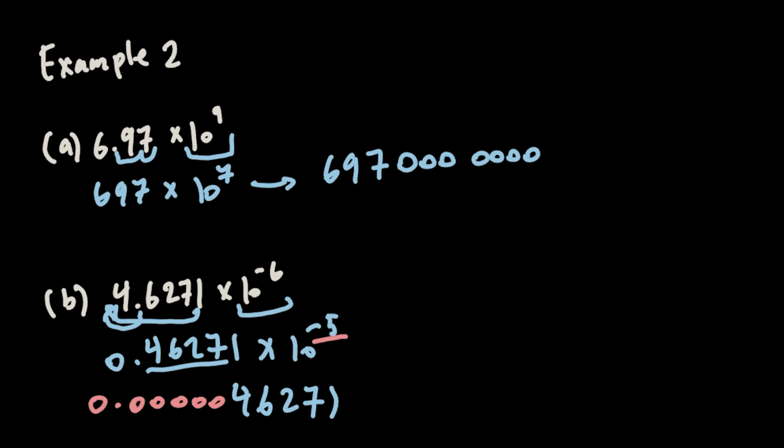46271. Just remember that when we have 10 to the power of a positive number, we'll move to the right, and if we have 10 to the power of a negative number, we'll move to the left. Just keep this point in your mind.